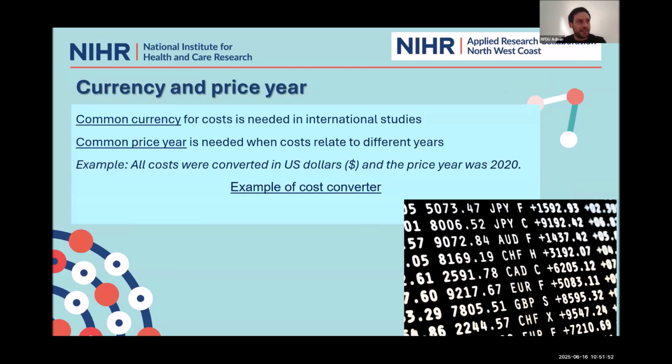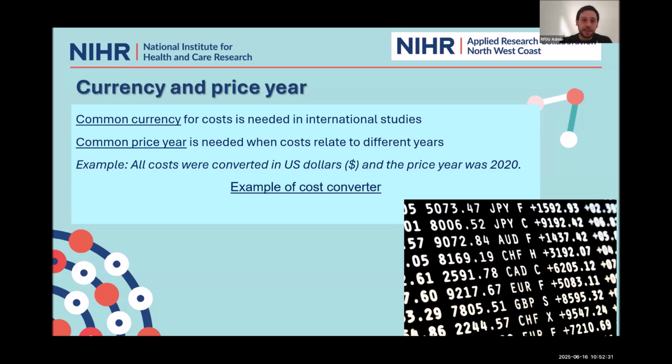This is just a quick slide. I'm going to cover currency and price area. Sometimes you will see economic evaluations set in different countries, UK, Europe, US. And of course, when you collect resource use and cost in different countries, you have to think about how to report these costs. You can't, of course, use individual country currencies. You have to make a decision around a common currency you're going to use to report all these different costs. So common currency is something that people will have to consider, especially in international studies.